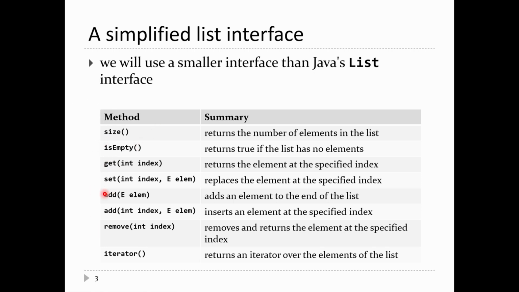size, is empty and add are the same as size, is empty and push for a stack. They're exactly the same. So this corresponds to push in stack. Size and is empty: how many elements, and is the list empty or not. Get and set are very easy to implement. So the first 5 methods should not be new to any of you. Adding to the middle or removing from the list, these are new. Also, implementing an iterator over a list will also be something new.